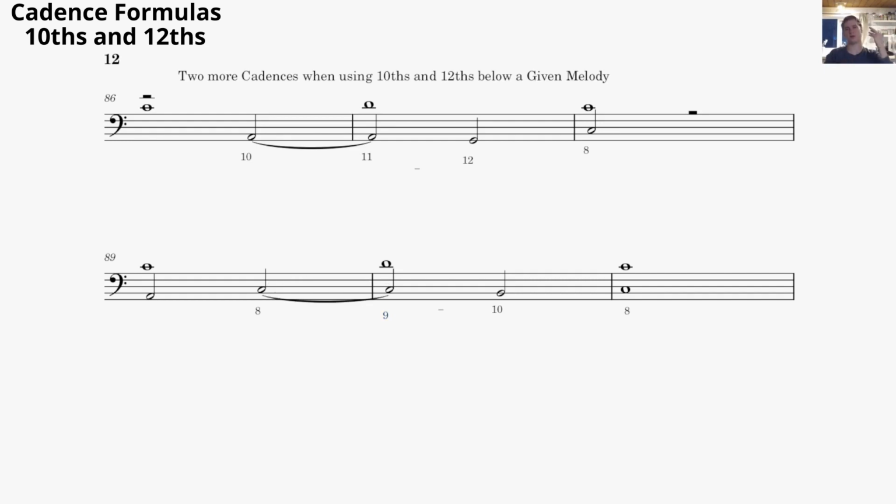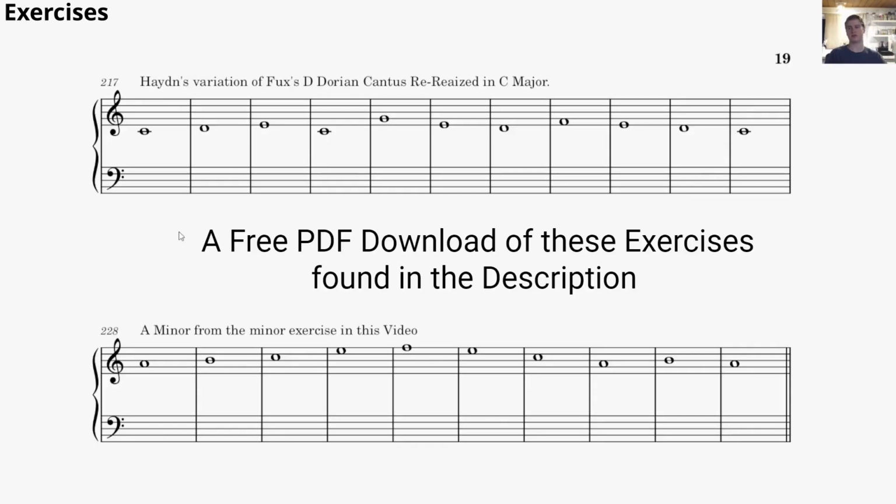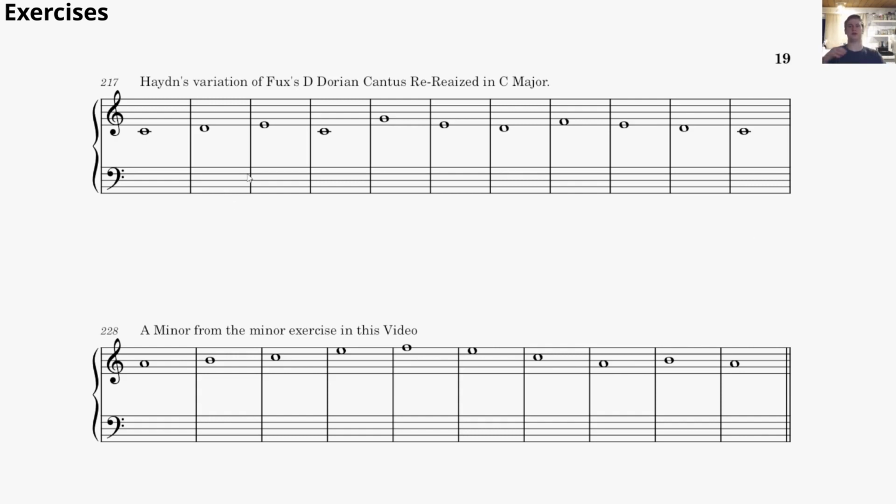So I would recommend practicing this in your exercises, getting used to that pattern of thought from the beginning. This is not something you find in Fuchs's method. Okay, so now for the exercises, we have Haydn's variation of Fuchs's D Dorian Cantus, re-realized in C major. I just think it's a really good cantus that highlights the scale very well.